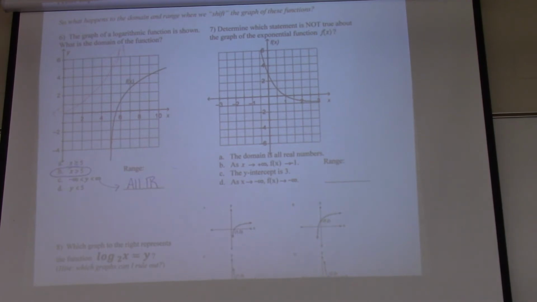Is the domain all real numbers? Think back to all of these exponential functions. Did we say domain is all real numbers? Yes, okay, so that's true. Let's make sure, put a slash through that because that's definitely true. Okay. How about the next one? As, this is a little bit interesting. Wait. It said that's not true, right?